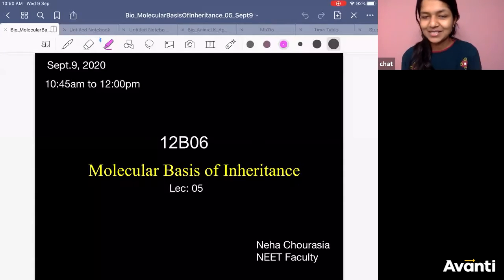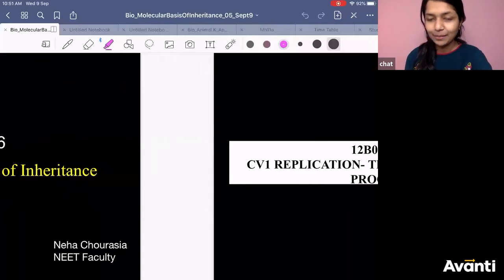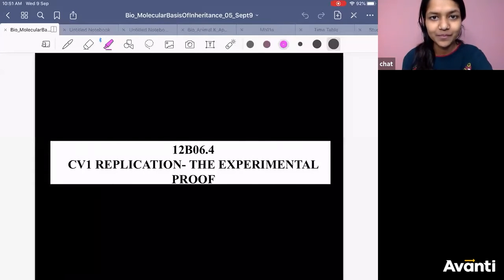Let's begin. Do you remember everything you have learned so far? Replication. We had learned replication, the mechanism of replication, the enzymes which are used in the replication process. Is that right? Yes, it is right.